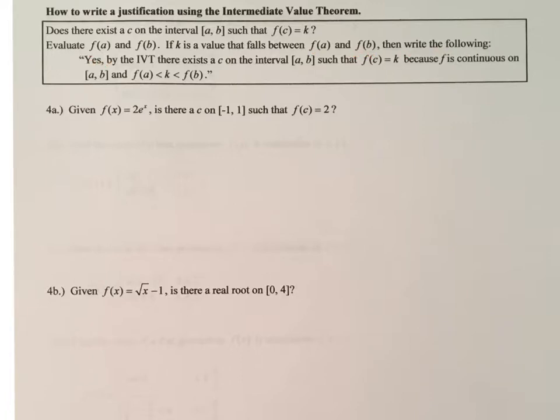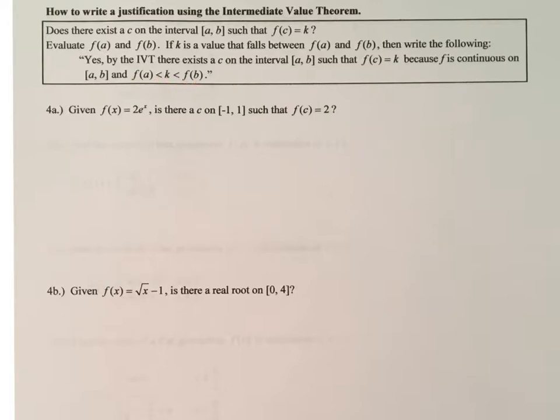You'll say yes, and I'm going to have you add this next little phrase that, again, I haven't required in the past, but the more I think about it and talk to people, I think we need to include this to make sure that a grader grading your work on the AP exam wouldn't take a point away from you. So we're going to say yes, by the IVT, which stands for, of course, Intermediate Value Theorem, and you can abbreviate it. Yes, by the IVT, there exists a c on the interval from a to b such that f of c equals k because f is continuous on the interval from a to b, and f of a is less than k, which is less than f of b.